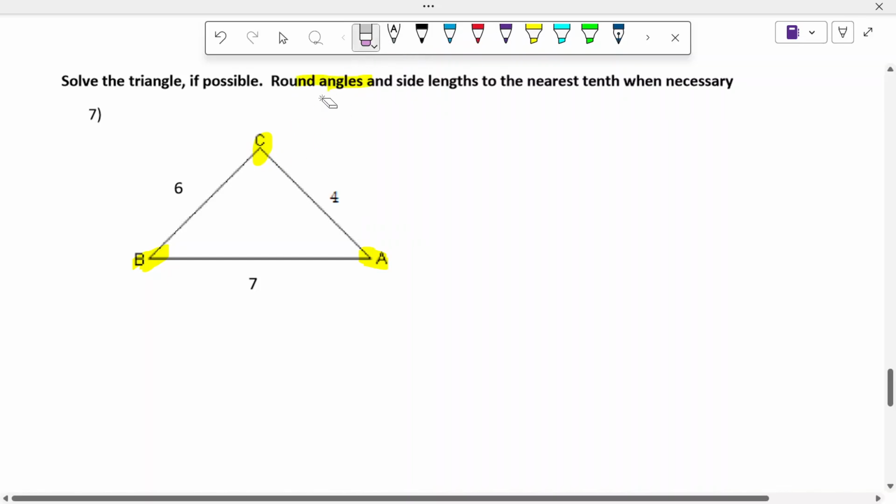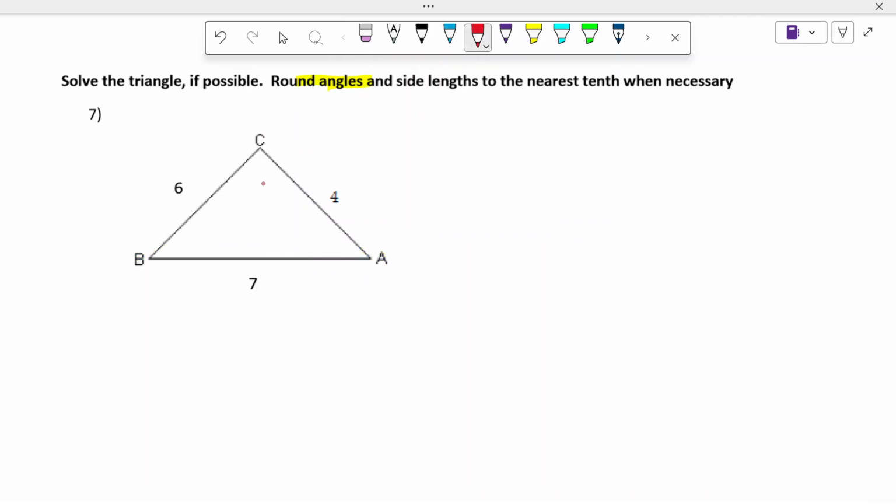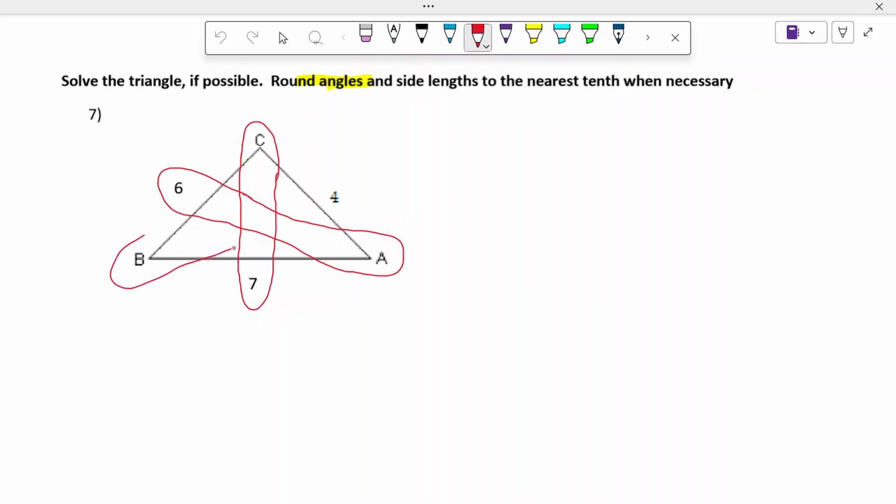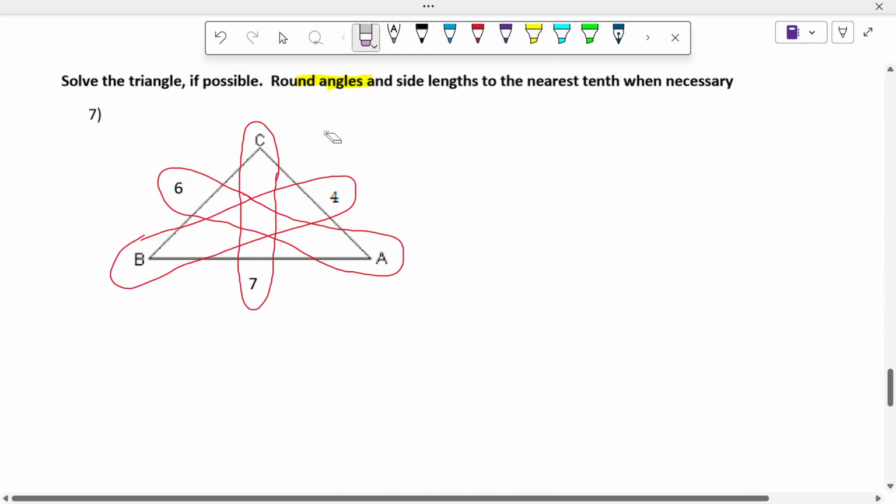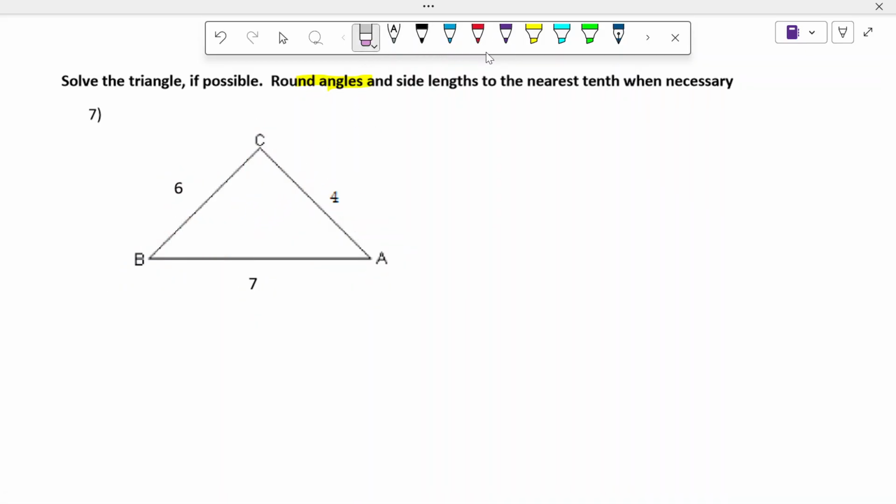So let's see here. I notice we know all the sides. What we don't have is a complete pair. We don't have side C and angle C as a complete pair. We have side A, but we don't have angle A, so it's not a complete pair. And angle B with side B is not a complete pair. We don't have any complete pair, so we can't use the law of sines because you need a complete pair to do that. So we're going to have to use the law of cosines.